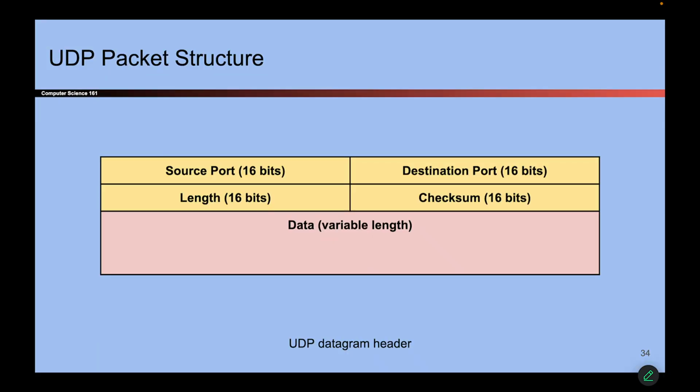So here's the UDP packet structure. It's the smallest one I think we've ever shown. It just has the ports that we talked about, the length of the packet, and a checksum to avoid accidental corruption. But this is not cryptographic, so an attacker could change the data and then change the checksum.